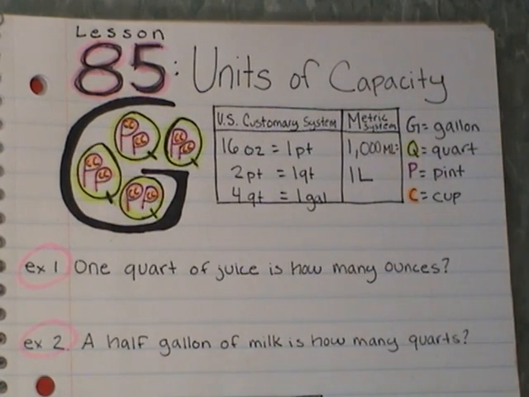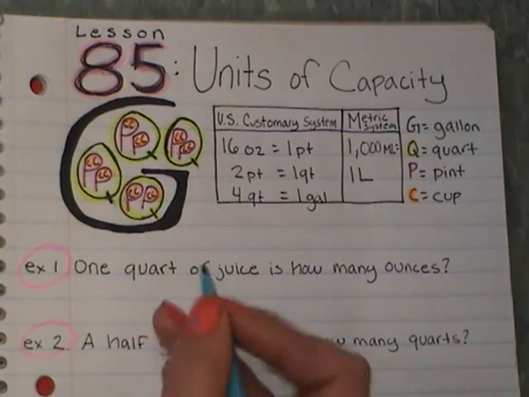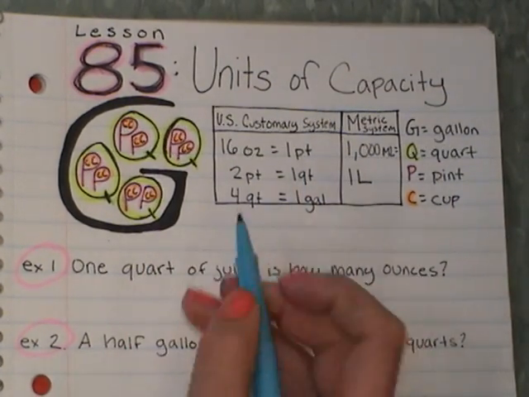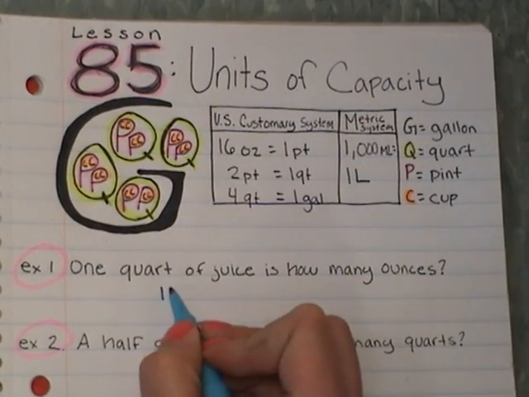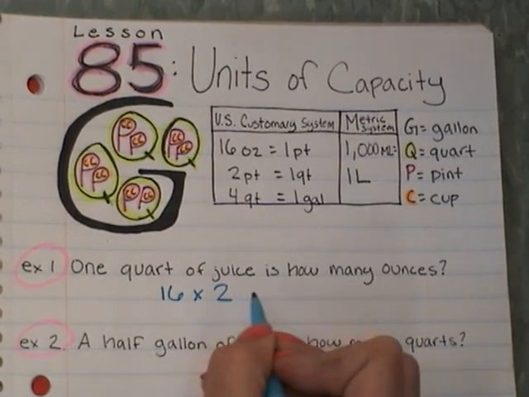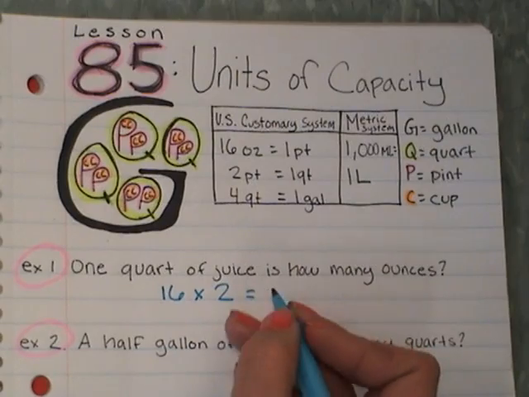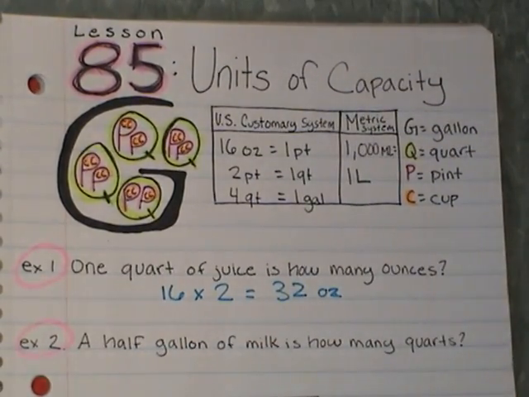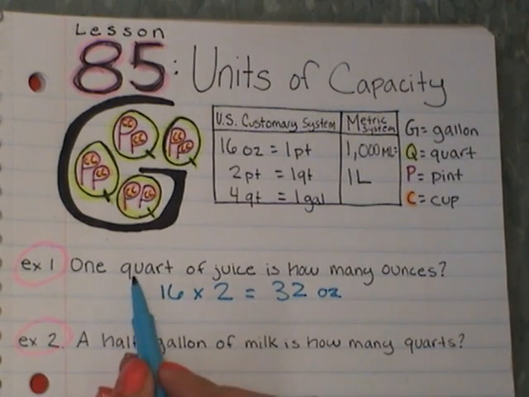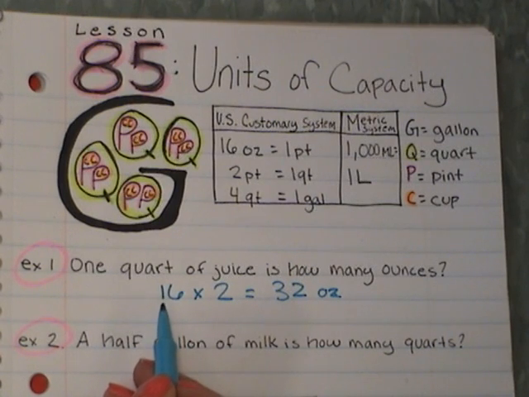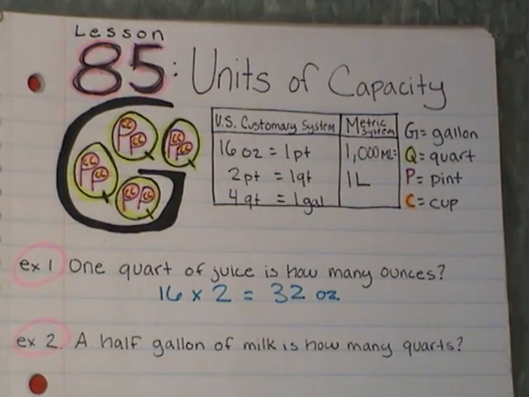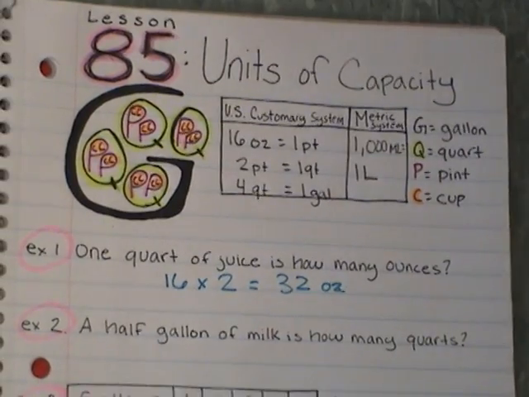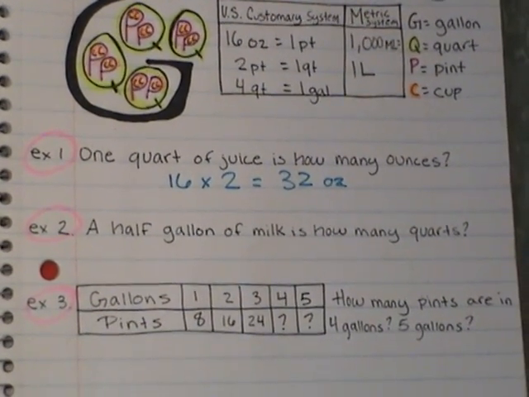So then we just have to do a simple math problem. 16 times 2, because we have 2 pints. When we do this problem, we get 32 ounces. Alright. And this is because 1 quart is 2 pints, and 16 ounces are in 1 pint. So we need 2 of them, so 32 ounces. Alright, let's try the next one.